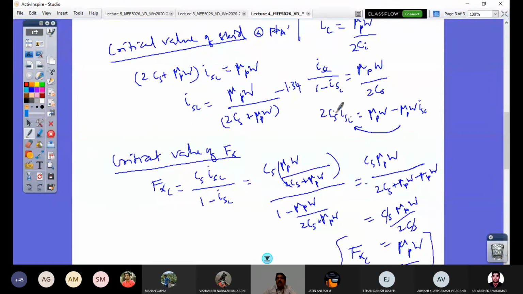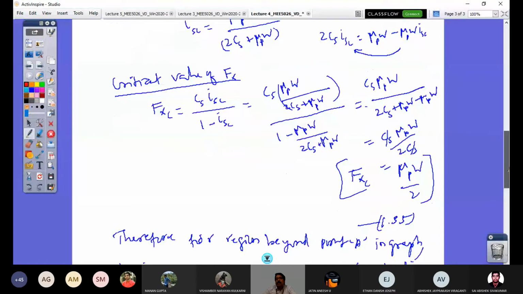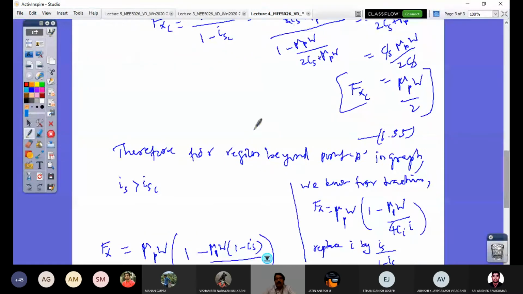This further I have written down after the class and updated for you to follow. So the critical value of Fx in case of braking is Cs, into which you replace Ci by Cs, and i you replace by this, and substitute the isc value, and then you would be able to derive this expression, which is going to be equal to half the potential maximum available, mu p times W by 2. That's equation 1.35.